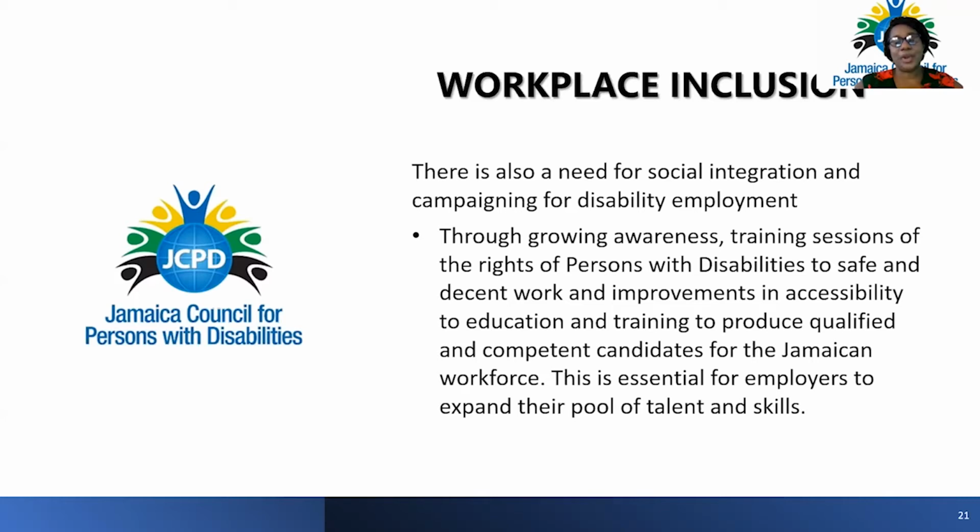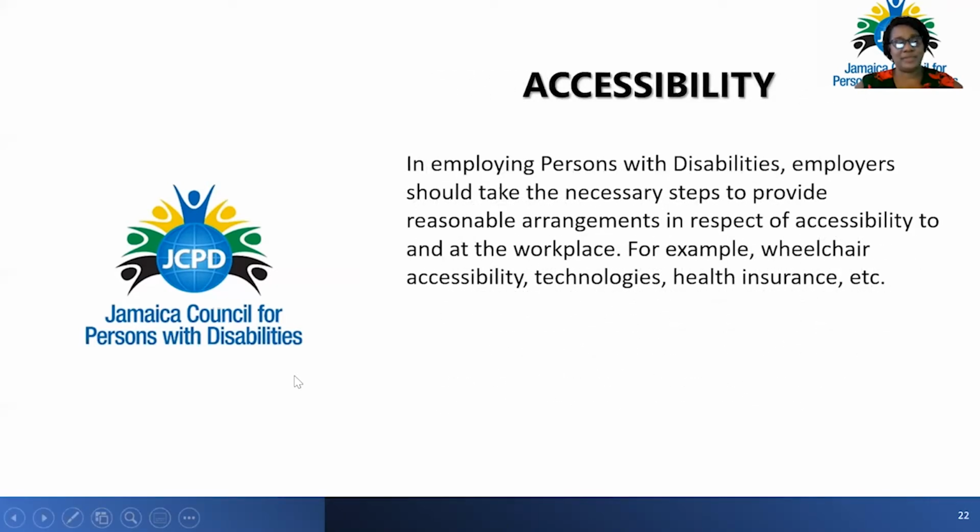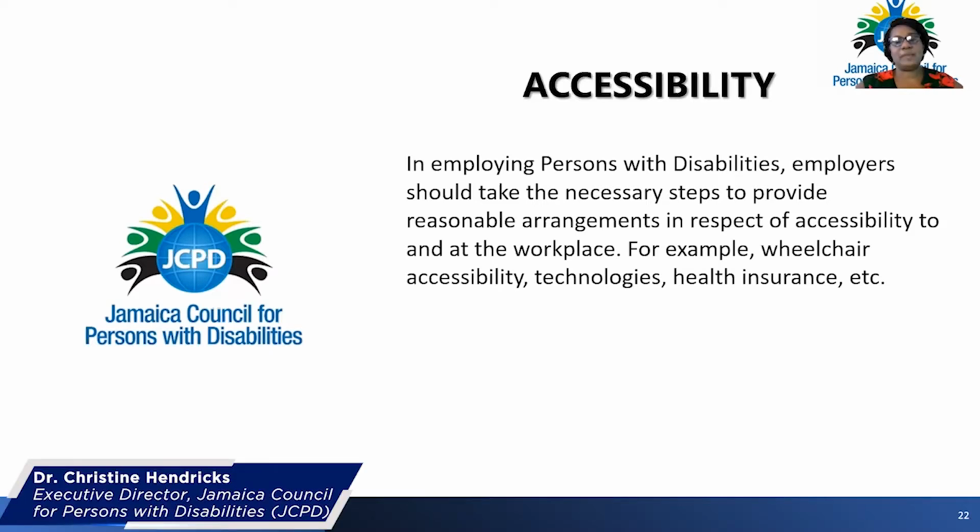This is essential so that employers can expand their pool of talent and skills, because people with disabilities do have those to offer to the employment space. So in terms of accessibility, that's the next important concept to understand and integrate in your policy. In terms of employing persons with disabilities, employers should take the necessary steps to provide reasonable arrangements that we spoke of earlier in respect of accessibility to and at the workplace. For example, wheelchair accessibility, varying technologies for different disability groups, health insurance, similar to what you would provide for your other members of staff, and so on.